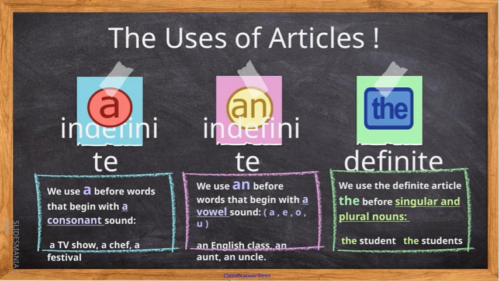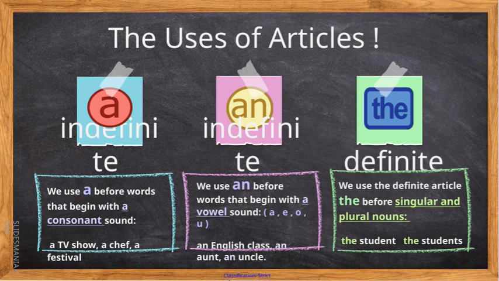Now, moving on to the indefinite articles. We use an before words that start with a vowel sound, like in English class, an aunt or an uncle. The key here is the sound, not necessarily the letter. Similarly, we use a before words that begin with a consonant sound, such as a TV show, a chef, or a festival. Again, it's the sound that matters, not the spelling.